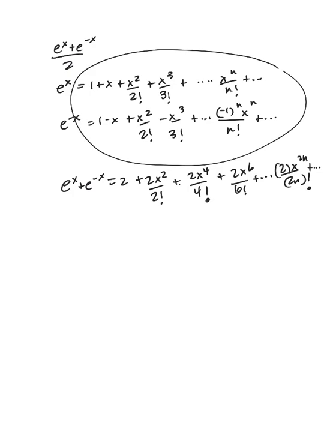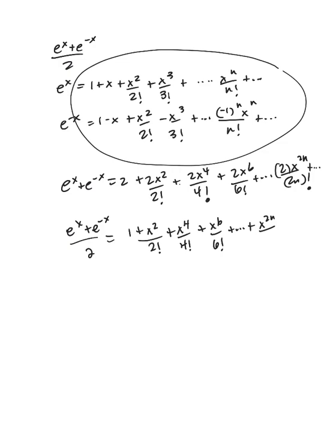And then we need to take half of this. So e to the x plus e to the negative x, then divided by 2, just becomes 1 plus x squared over 2 factorial, x to the 4th over 4 factorial, x to the 6th over 6 factorial, x to the 2n over 2n factorial. Okay? All right.